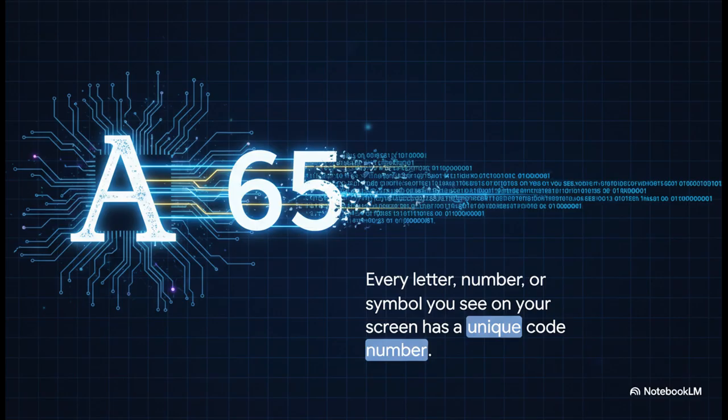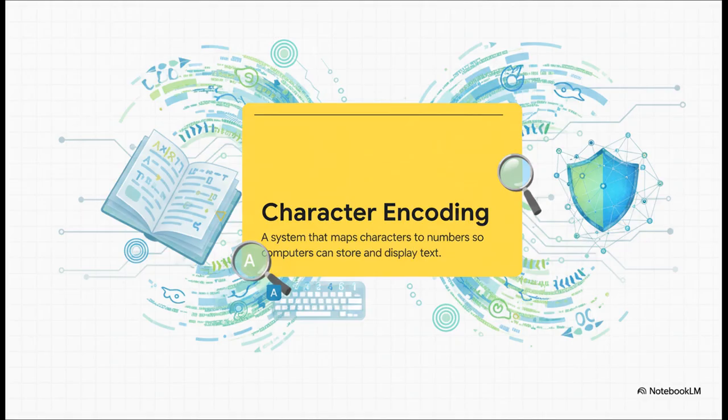And it's not just A. Every single letter, number, and symbol you can think of has its own unique code number. This whole process has a name. It's called character encoding. The easiest way to think about it is like a huge digital dictionary. When you type a letter, the computer looks it up in this dictionary, finds the number it's matched with, and then stores that number. And of course, when it needs to put that letter back on the screen for you to read, it just does the whole thing in reverse.